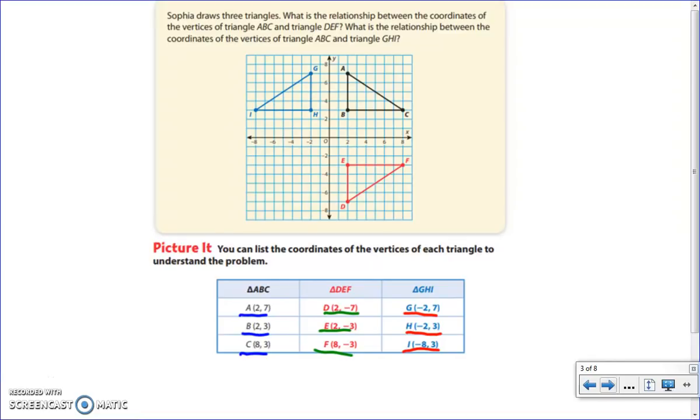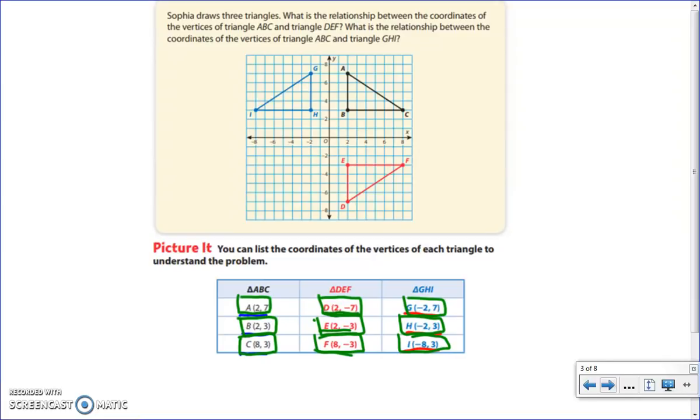It's going to be important because we're going to start seeing some similarities here in these triangles. So if you notice on A, 2, 7, D, 2, negative 7, and G, negative 2, 7, although they have different positive or negative values, they are still using the distances of 2 and 7, the absolute values of 2 and 7, the distances from the origin. Same with B, E, and H: 2, 3; 2, negative 3; and negative 2, 3. Although they're not the same positive and negative values, they are the same distance from where we're starting, the origin. Okay, the absolute values are. Same way with C: 8, 3; 8, negative 3; or negative 8, 3.